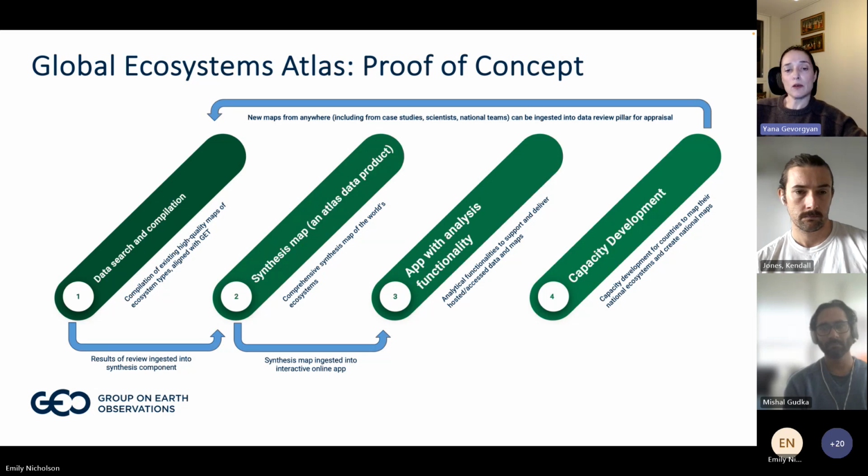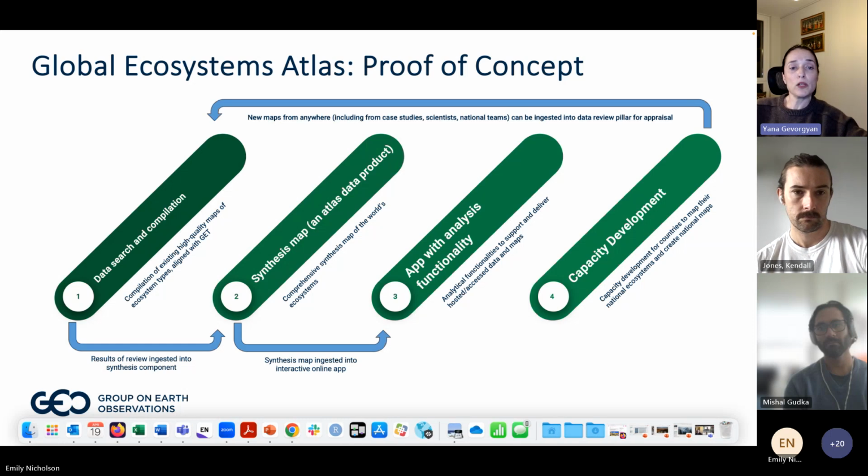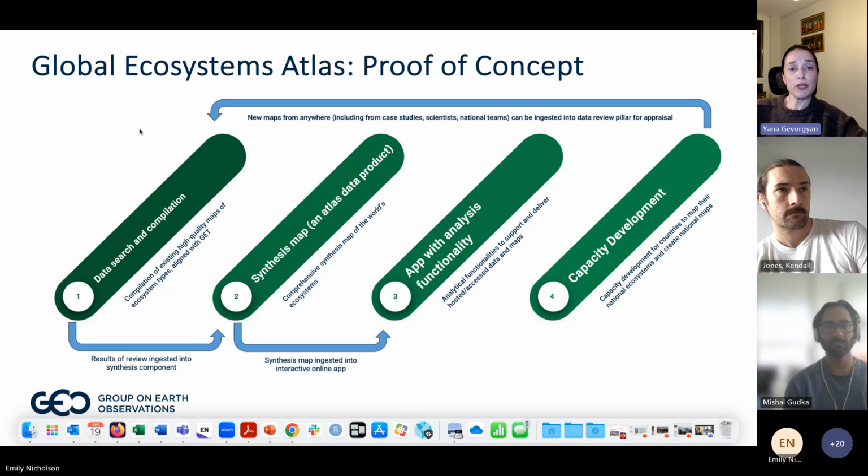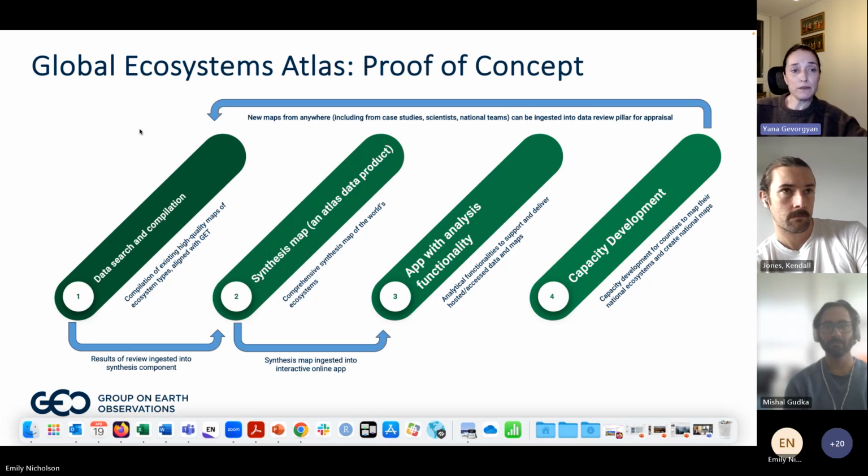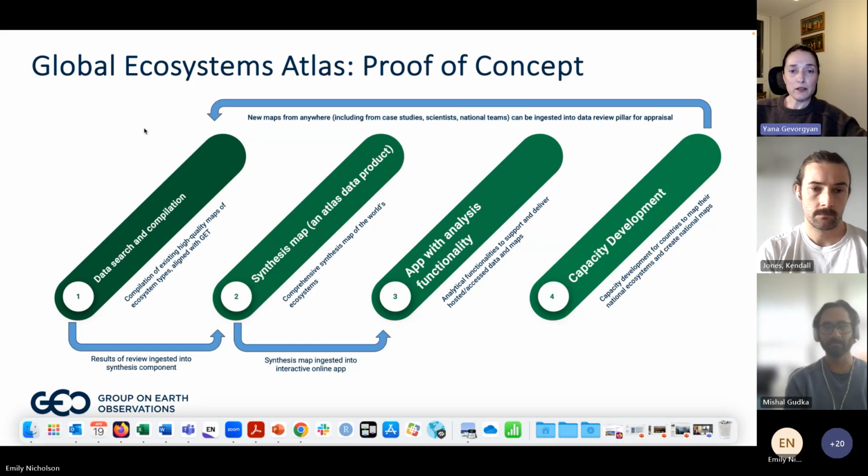The Atlas Initiative will support embedding the work of mapping ecosystems in national institutions. Currently, thanks to some seed funding from two donors, the government of the UK and UNEP, we have kicked off a proof of concept phase. In this phase, we will complete the first synthesis map, a harmonized map of different ecosystem types distributed over different areas. It will be a collection, like I said, and spatial integration of global, regional, and national high quality, vetted, quality assured maps that will produce this Atlas data product, the synthesis map, as well as a web application that will serve up this data product to the users and demonstrate a limited set of functionalities and analysis that will be relevant to very specific use cases.